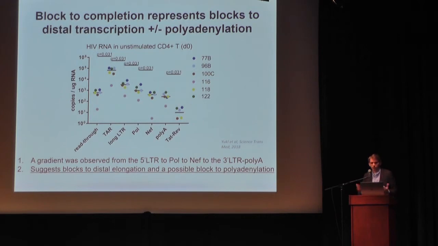And so we measured all 7 assays in here. I think it's 6 or 7 more patients. What we saw is a gradient from initiated transcripts to 5' elongated to mid-transcribed to distal transcribed to polyadenylated. This suggests that this block to completion that I was describing is probably a combination of lack of distal elongation as well as maybe lack of polyadenylation, because in a lot of patients we see a difference between the distally transcribed Nef and the polyadenylated transcripts.